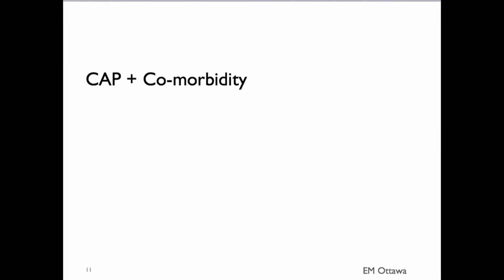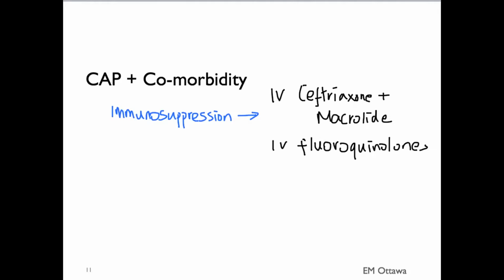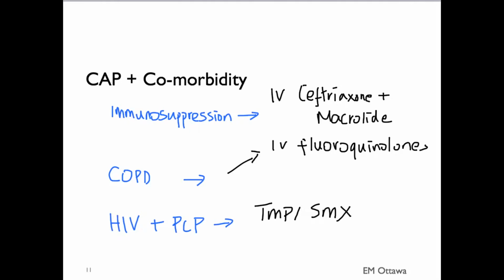What about the community-acquired pneumonia patient with a comorbidity? If their comorbidity is general immunosuppression, then the IV forms of antibiotics that we just talked about, i.e. fluoroquinolones or ceftriaxone plus macrolides, would be good choices. In the patients with COPD, the same regimen would also work. In patients with HIV that we're worried about PCP pneumonia, trimethoprim-sulfamethoxazole is a good choice. In patients who have an aspiration pneumonia, we want to target anaerobes. Clindamycin is often used.